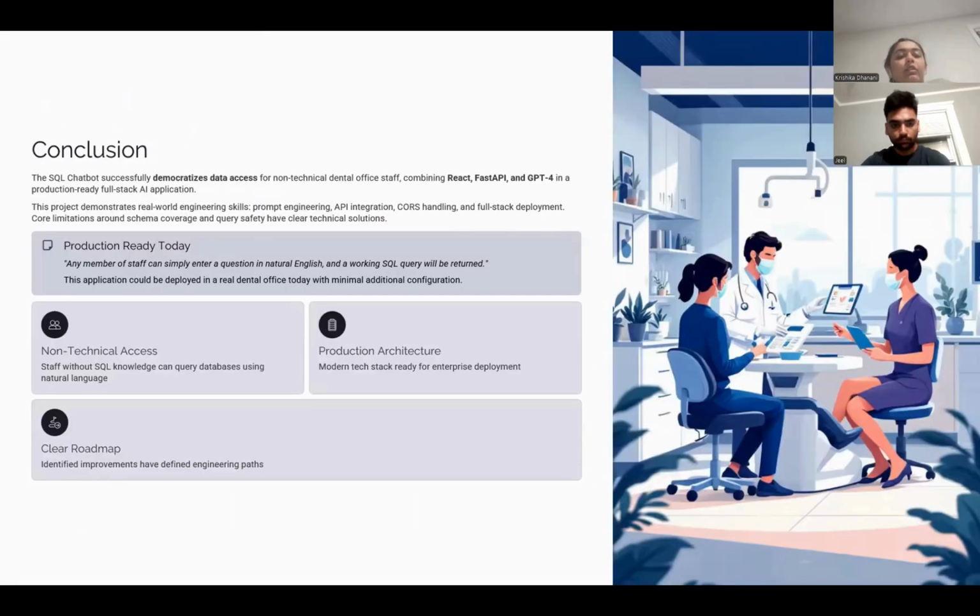And in conclusion, our SQL chatbot makes data accessible and user friendly to non-technical users. It combines AI with a full stack system to solve a real world problem. This project demonstrates practical skills in AI, backend, frontend, and system design.